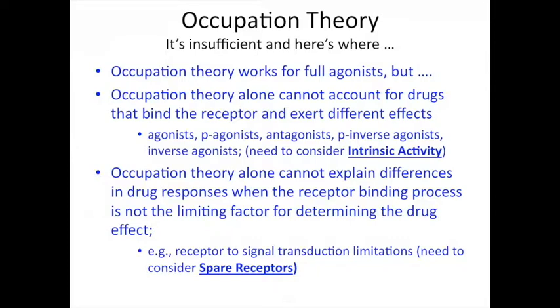The other thing that occupation theory doesn't do, and we'll come back to this, since it's a newer concept, is that occupation of the receptor doesn't tell the whole story if there are what are called spare receptors. And that is an awful term, and I'll tell you why: it's an adjective for the noun receptor, and that's not what's different in the system. It's not receptors that are different. It's something beyond the receptor that's different, but they call them spare receptors. And we'll get to that.